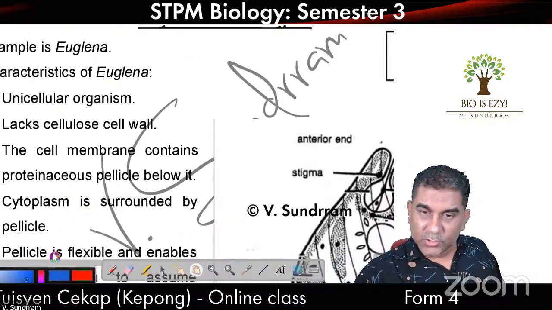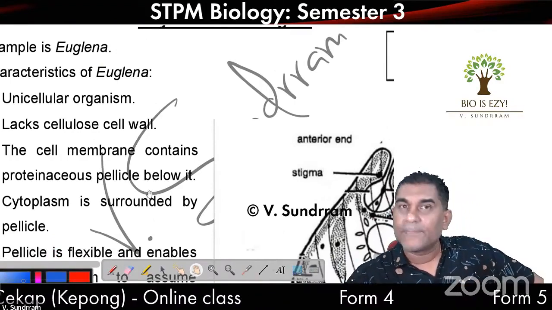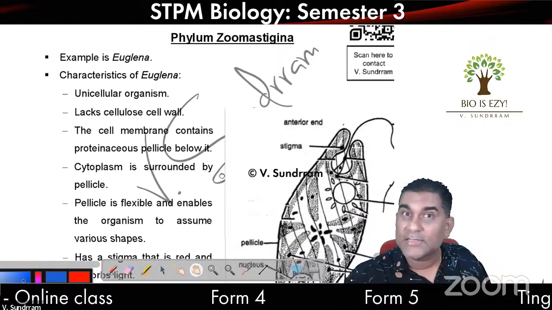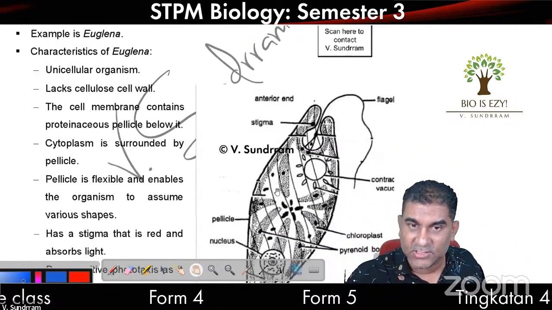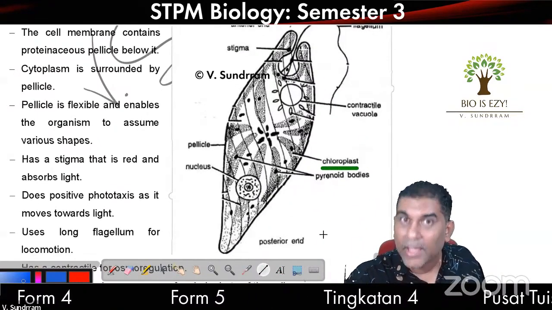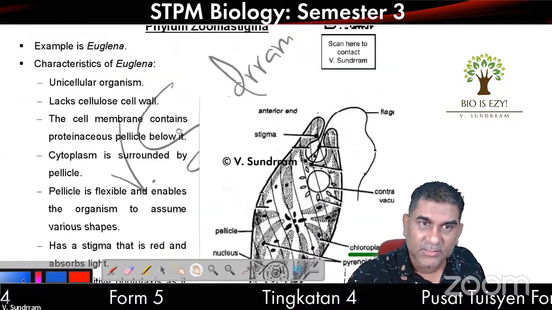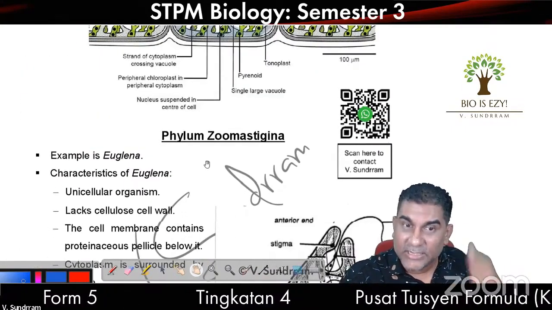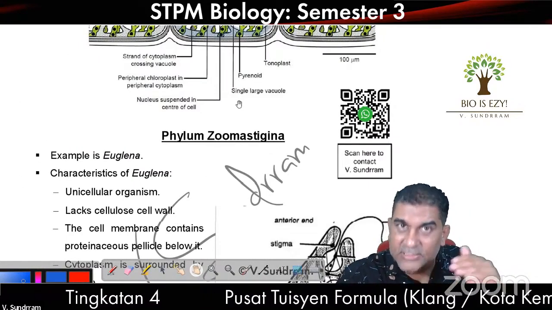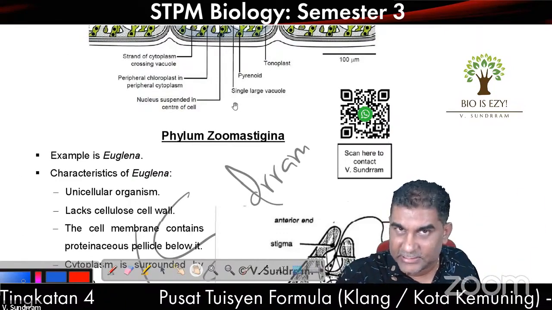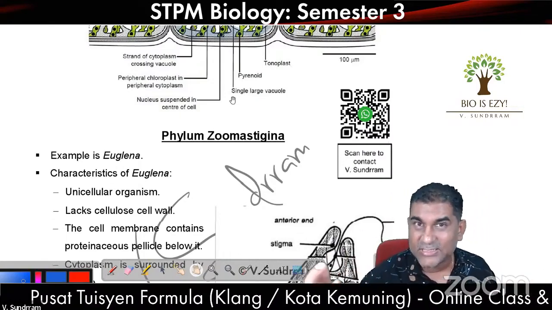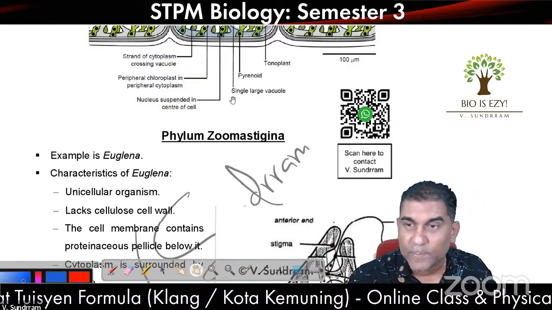Euglena. This Euglena is unique in the sense that they can also do photosynthesis. They can also do photosynthesis, but at the same time they have animal characteristics. So this is Euglena. As you can see, they have chloroplast, but we put them under the phylum Zoomastigina. The name zoo itself means animal. They have both, but because they have more animal characteristics and a few other reasons, they are classified under Zoomastigina.